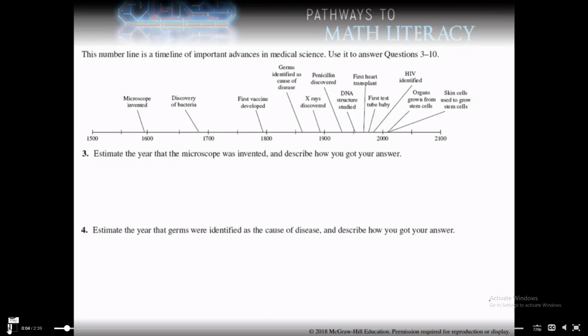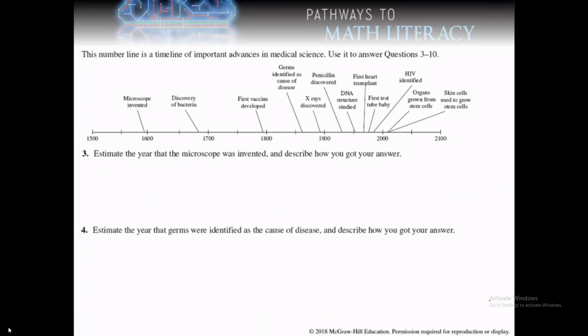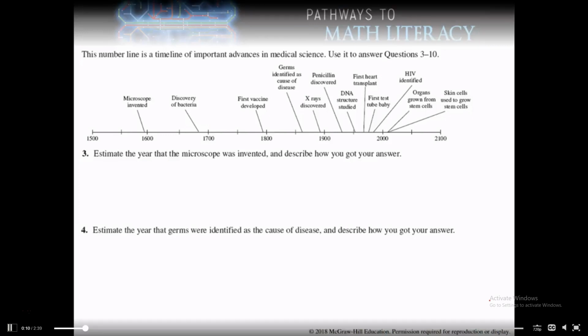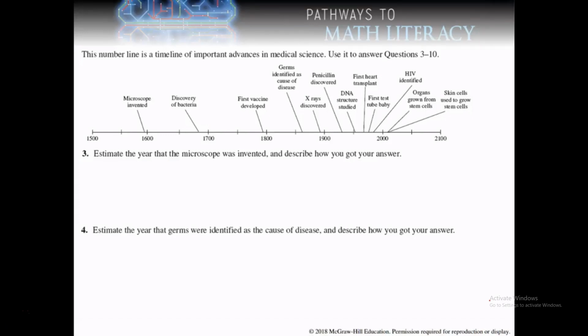One of the problem-solving skills that we work on is estimation. So we're given this timeline of important advances in medical science. Question 3 wants you to estimate the year that the microscope was invented and describe how you came up with that estimate. So the microscope was invented right here. And looking at that, it's pretty close to the year 1600. I need a better estimate than that though.